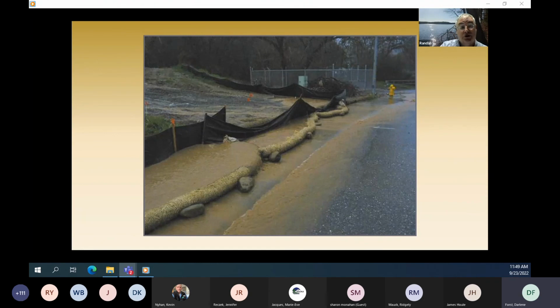The erosion control, keeping this sediment out of the water, is going to be a lot easier to deal with than it is to try and fix this. And so we're going to look a little bit at what we can do to make this work.